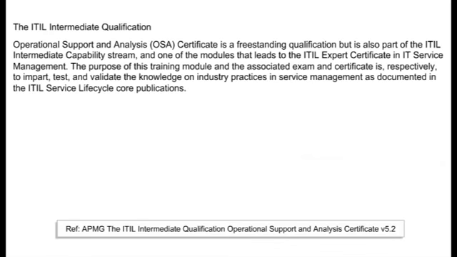The Intermediate Qualification, Operational Support and Analysis OSA Certificate, is a freestanding qualification, but it is also part of the ITIL Intermediate Capability stream, and one of the modules that leads to the ITIL Expert Certificate in IT Service Management. The purpose of this training module and the associated exam and certificate is, respectively, to impart, test, and validate the knowledge on industry practices in service management, as documented in the ITIL Service Lifecycle core publications. Let's understand the objectives of this course in the next slide.